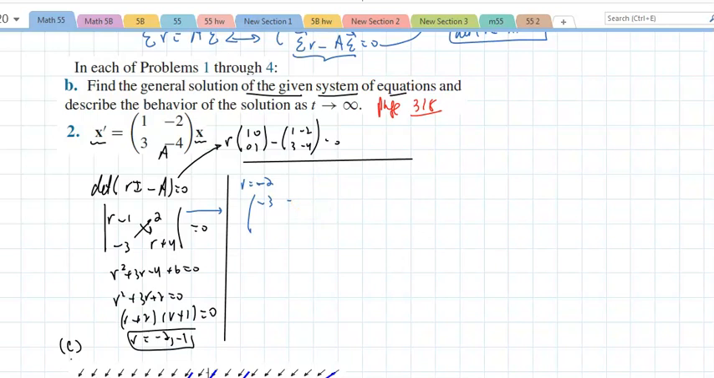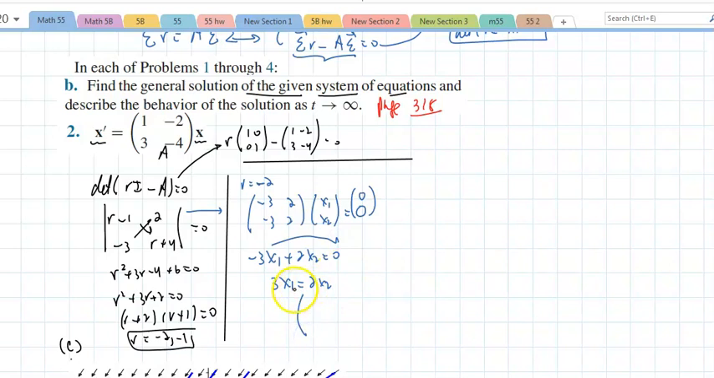Negative 3, 2, and negative 3, 2 times x1, x2, and I want that to equal 0, right? The 0 vector, really. So doesn't this mean if I take equation 1, negative 3x1 plus 2x2 equals 0? That means 3x1 equals 2x2 if I move this over. So here, if I really let x sub 1 be a 2, right?